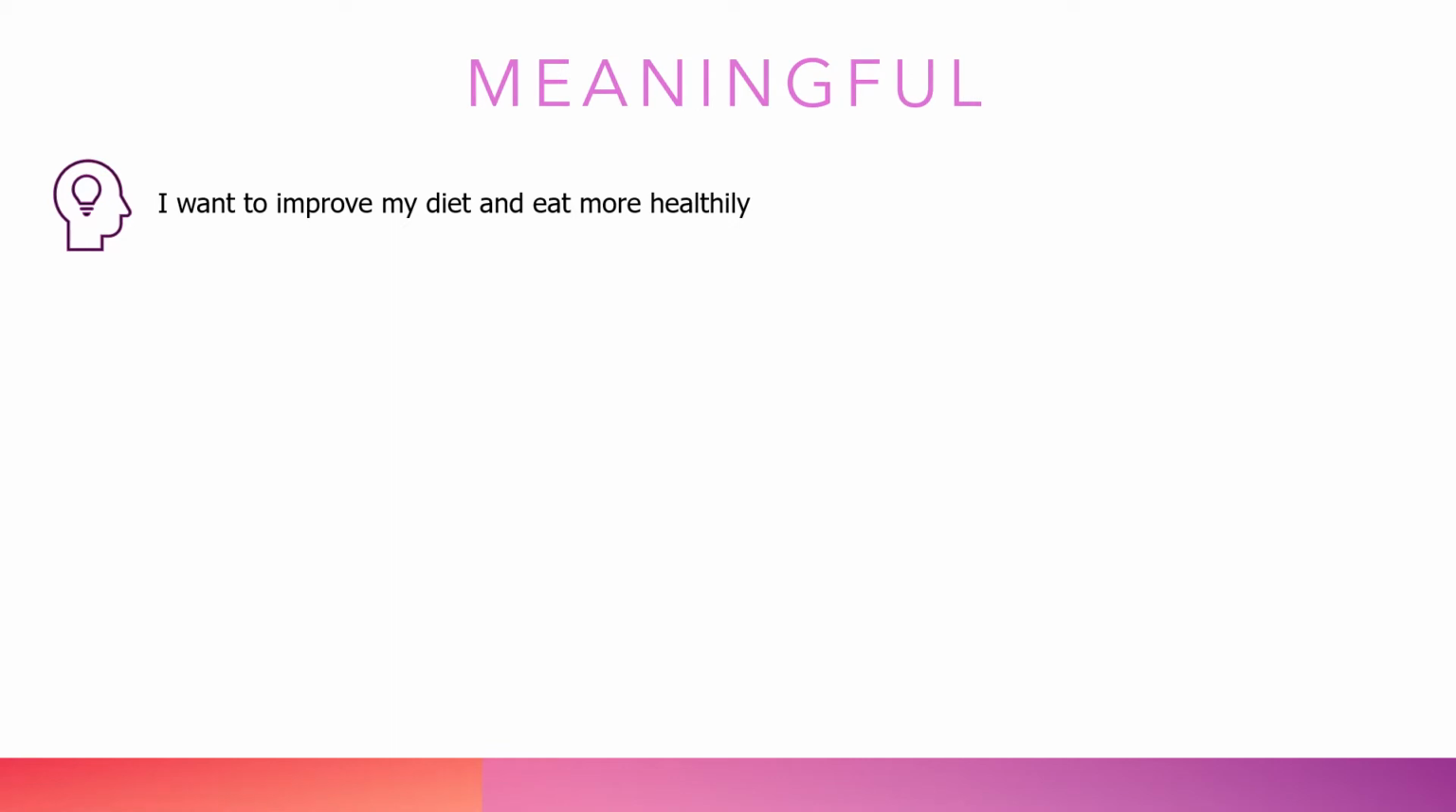So now we're going to have a look at what meaningful means with our SMART goal setting. Again, we're having our thought that we might want to improve our diet and eat a bit more healthily. So where are we going with this? Well, the question I want you to think about here is, why do you want to do this? And what are the values that are driving that intention that you've got? Why is this important to you? This behavior that you're intending or thinking about doing.